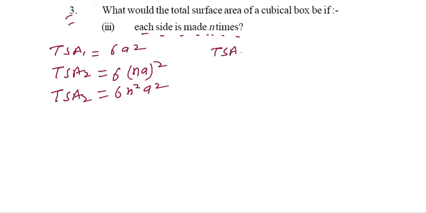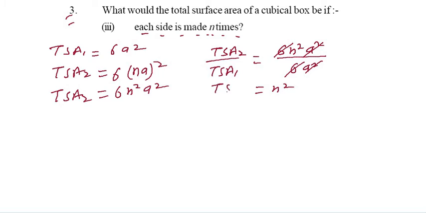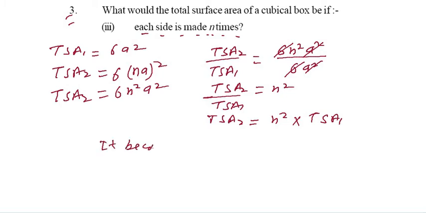So TSA2 divided by TSA1 is equal to 6n square a square upon 6a square. A square will be cancelled out, 6 cancels out. So that will be n square. So it is TSA2 upon TSA1, so you can say TSA2 will be equal to n square into TSA1. So it becomes n square times. So that one is your answer.